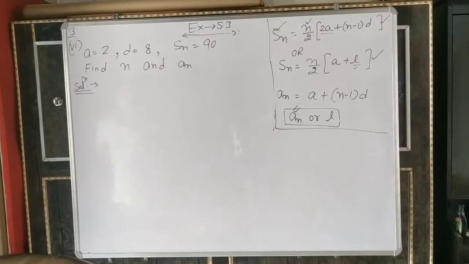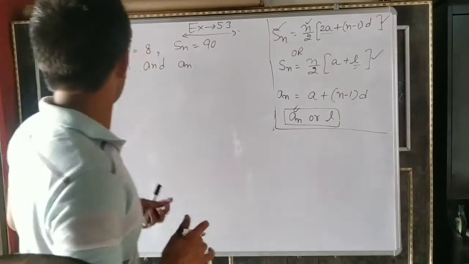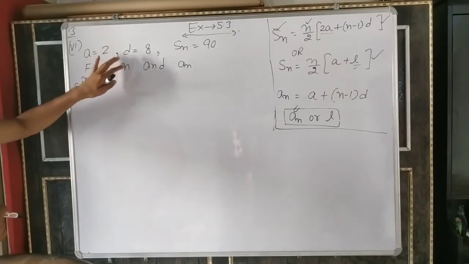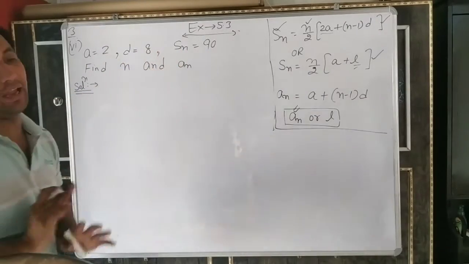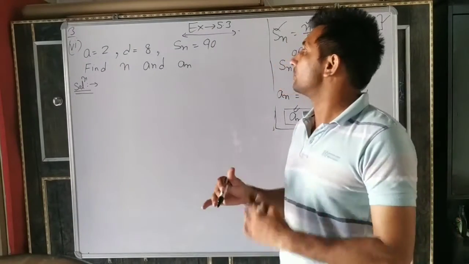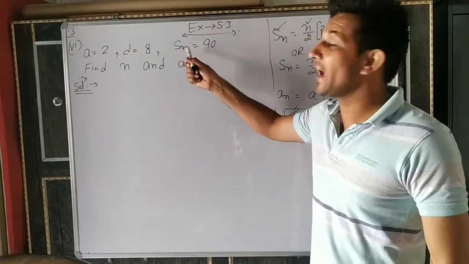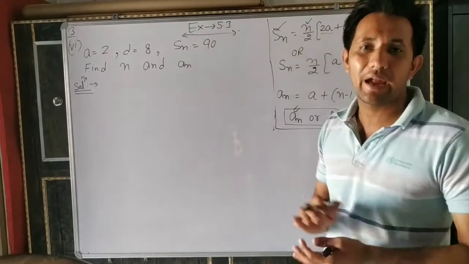Now, dear, question number 3, 6th part. We are given a equal to 2, d equal to 8, Sn equal to 90. Find n and an. n means how many number of terms, but the sum of n terms is given as 90. We have to find n and an.